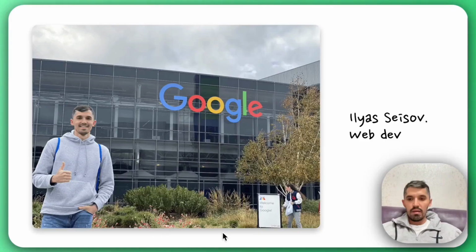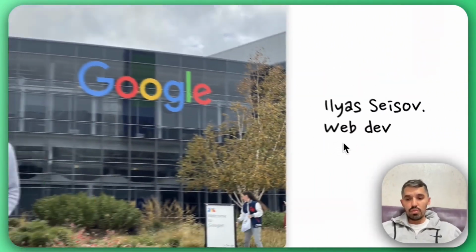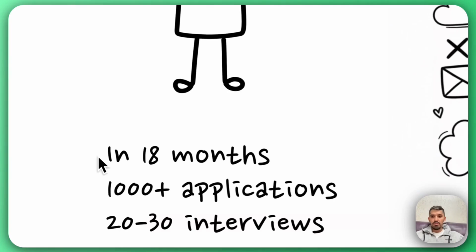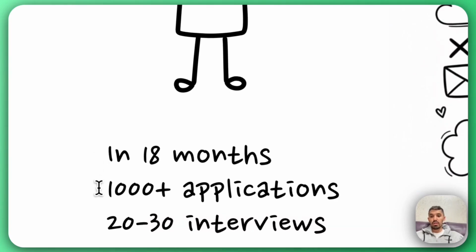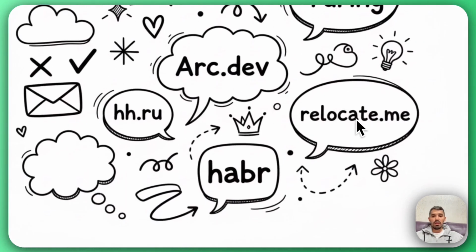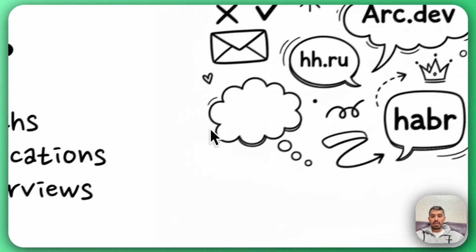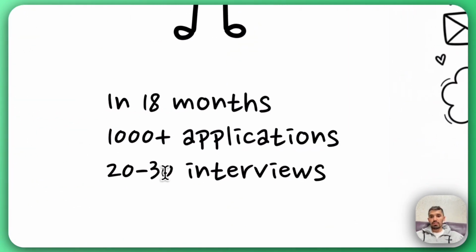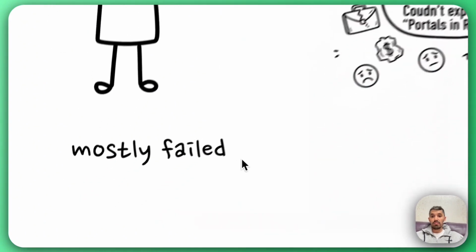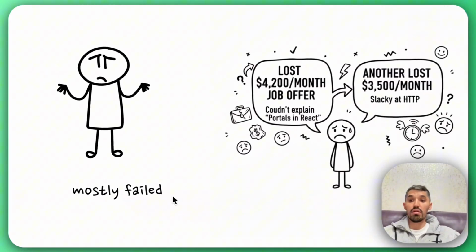I'm Ilya Seisov, a web developer just like you, and once I needed a job just like you. So in about 18 months, I applied to about 1,000 job applications at LinkedIn, Turing, Arc.dev, Relocate.me, and a few Russian job boards. And as a result, I got around 20 to 30 interviews. But the thing is that I mostly failed at the majority of them.